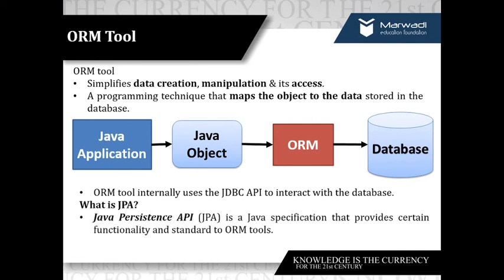What is JPA? Java Persistence API. It is nothing but a specification that provides some standards for ORM tools and functionalities. It is in itself a big API specifically for persisting Java objects, and it is available in the javax.persistence package. There are lots of classes and interfaces that we will see afterwards.